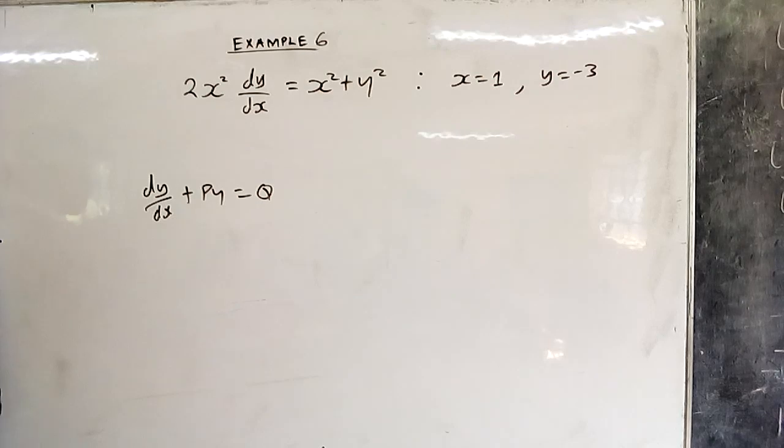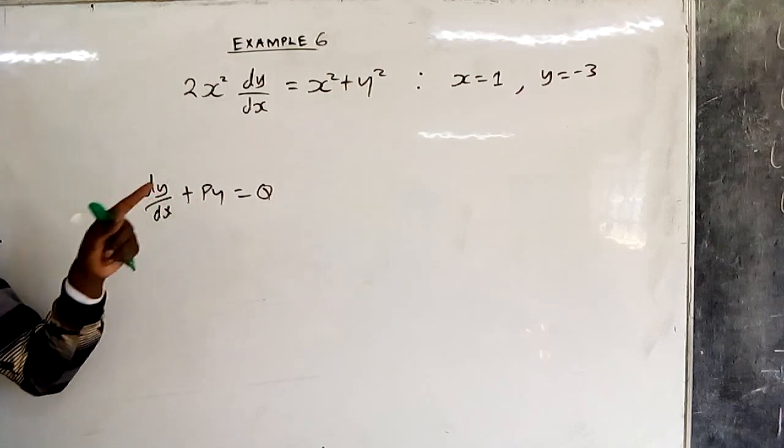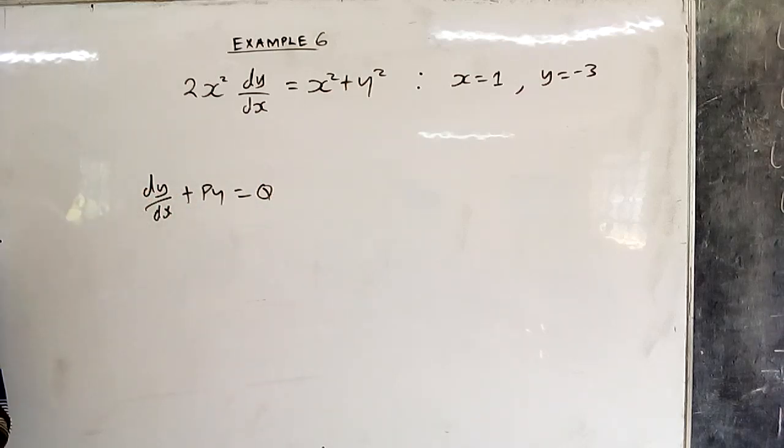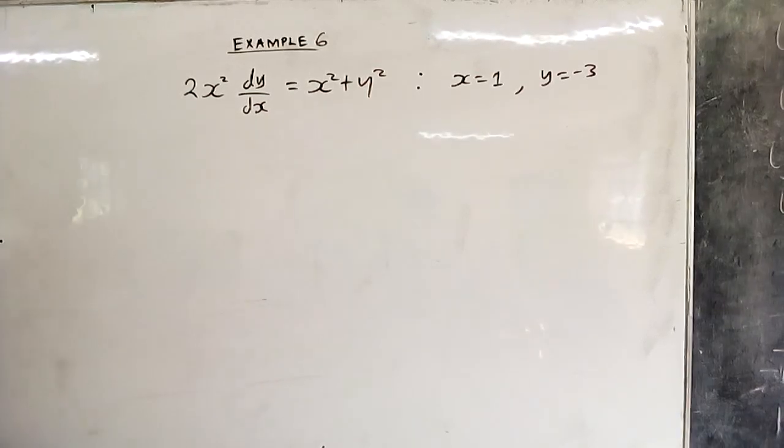The first thing to check is the method of separation of variables, which is not working here. The second thing to check is whether it's a linear first order ODE. It is not in this form. Linear is out. So the only thing to check now is whether it is homogeneous. Is this a homogeneous ODE?